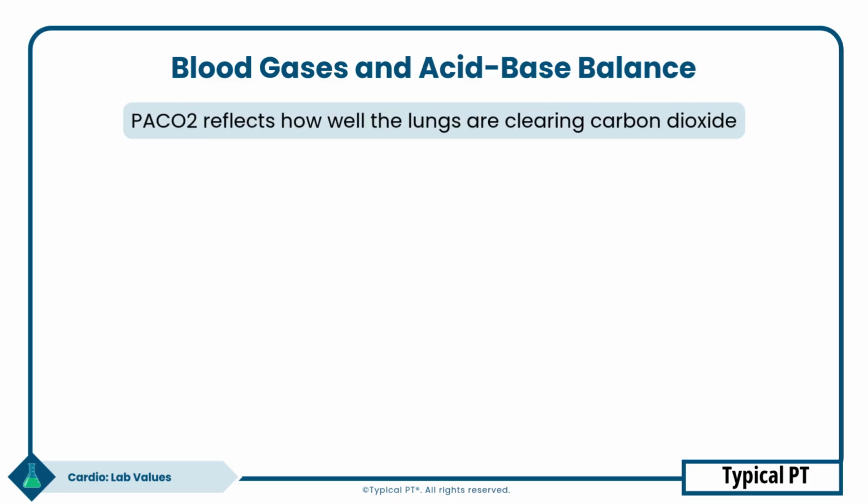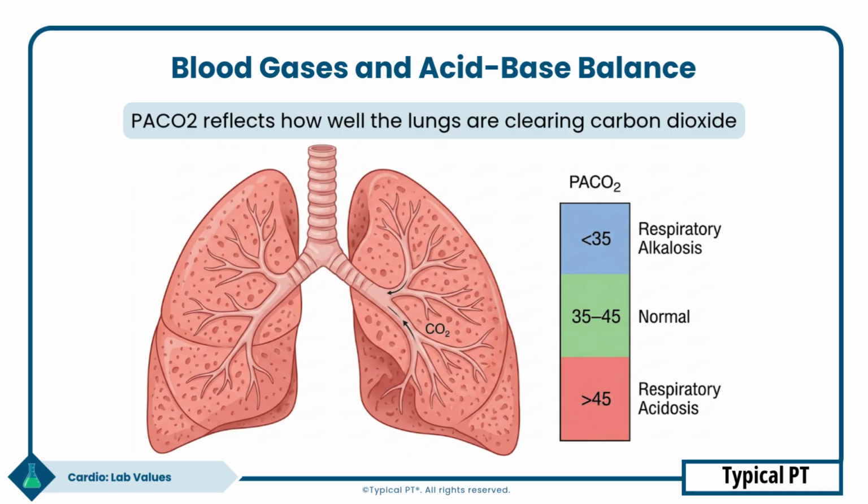PaCO2 reflects how well the lungs are clearing carbon dioxide. Normal is 35 to 45 millimeters of mercury. Above 45 indicates respiratory acidosis, meaning the patient is retaining CO2. Below 35 indicates respiratory alkalosis, meaning the patient is blowing off too much CO2.